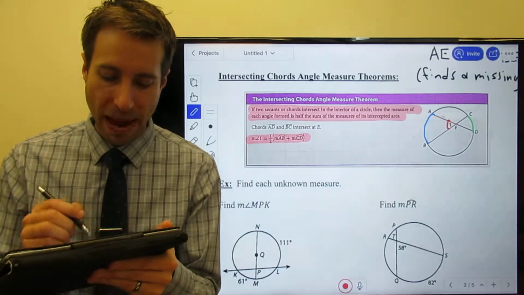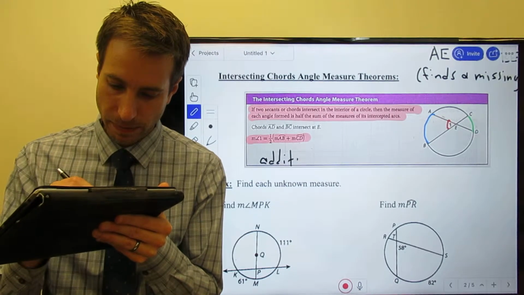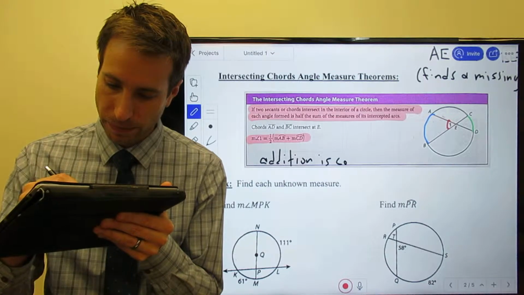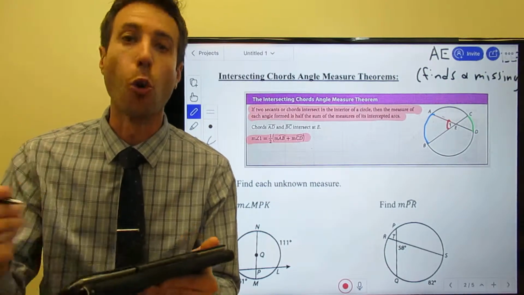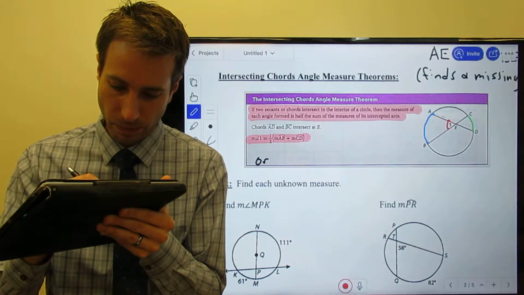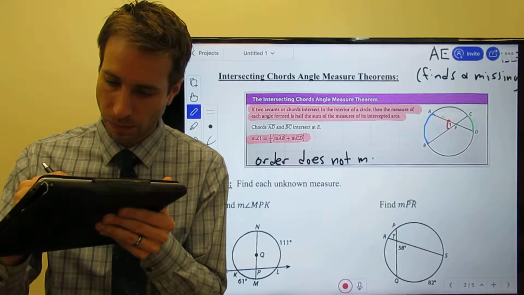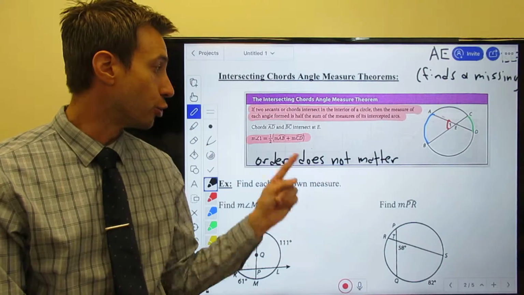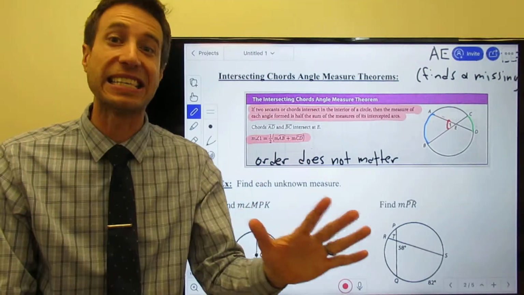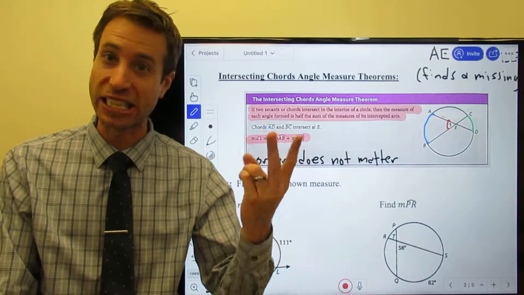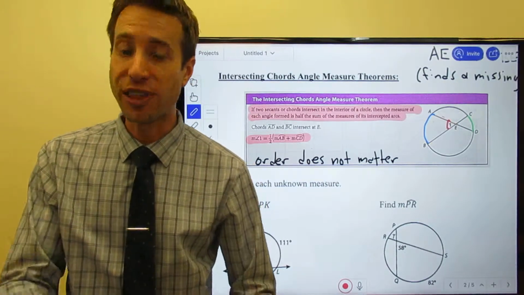Couple of quick notes about this theorem. First, order doesn't matter. You can do arc AB plus arc CD or arc CD plus arc AB. It doesn't matter. You're going to get the same answer. Addition is interchangeable. You can do it in any order. It's commutative.